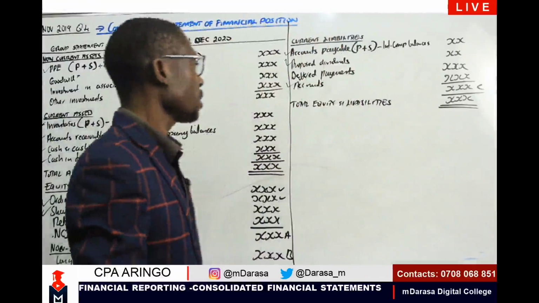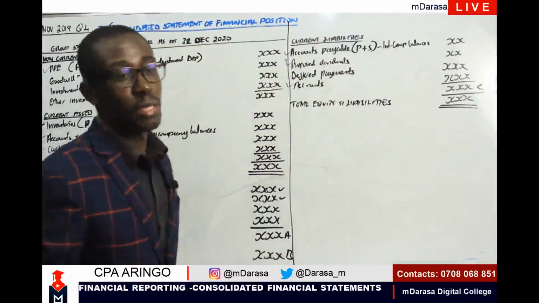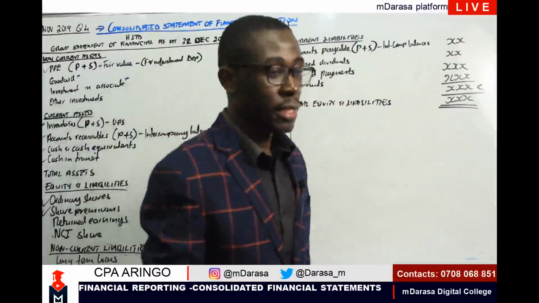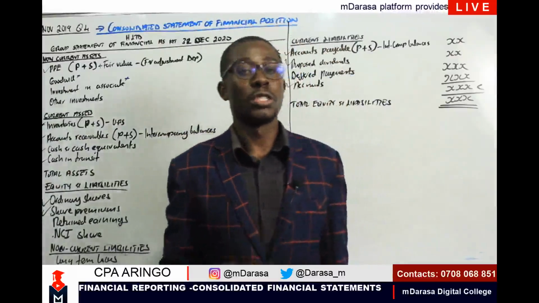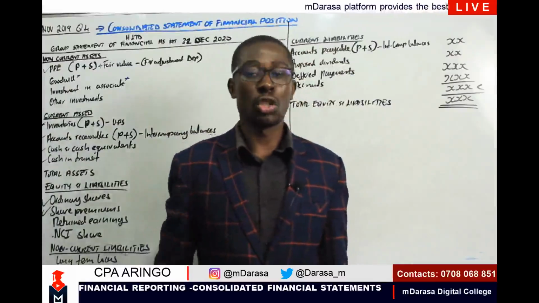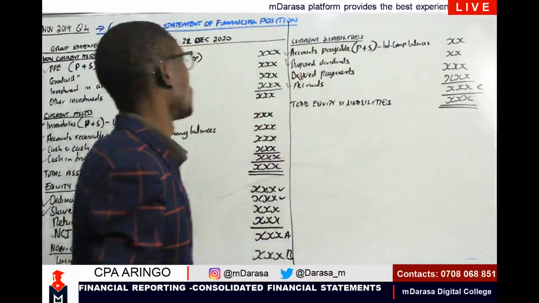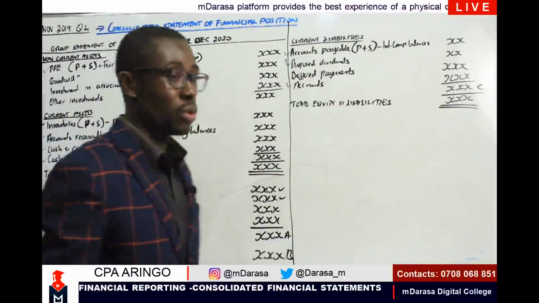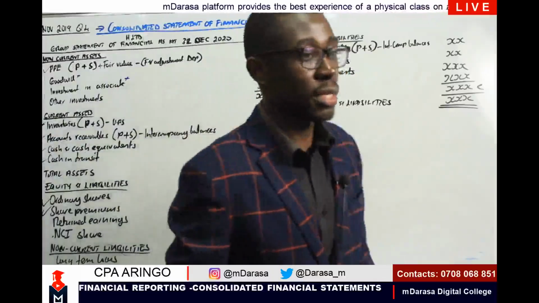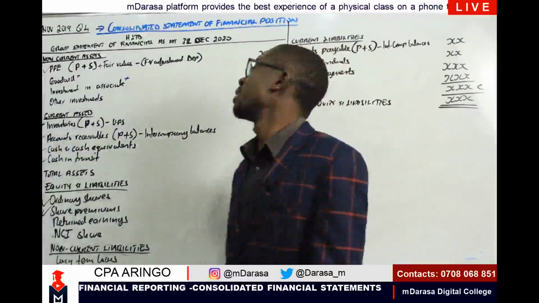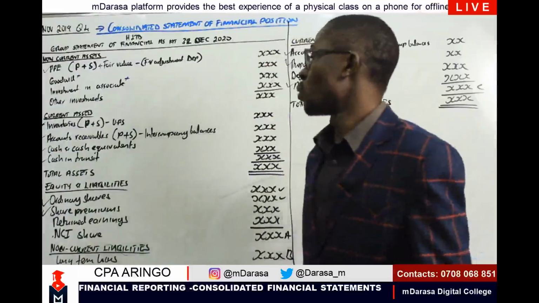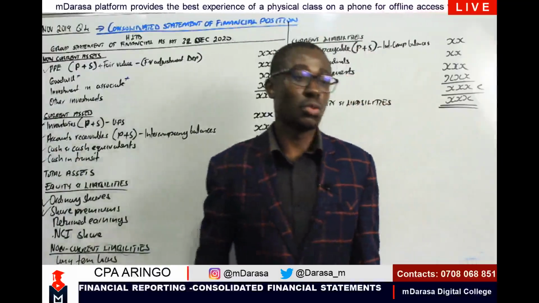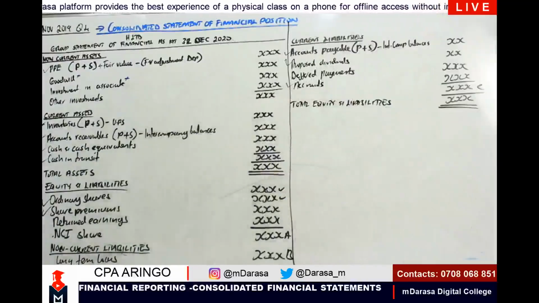To cement this concept clearly, I want us now to consider our illustration question. The paper that I want us to handle comes from November 2019, question number 4. As you are revising, this will assist us very well. This is our question. You can go through it. I'm sharing it on the screen.